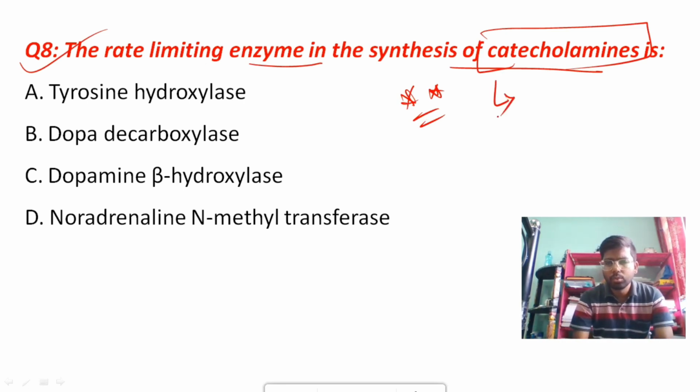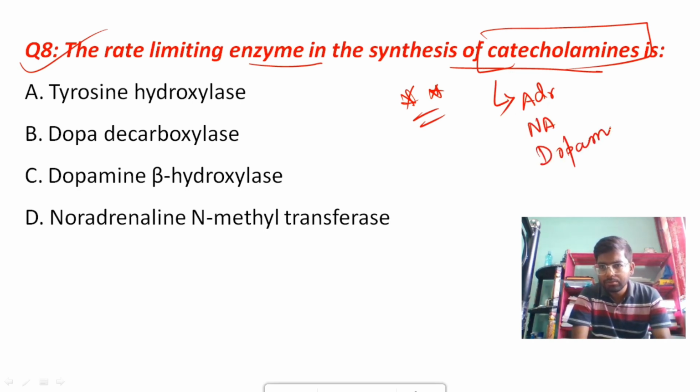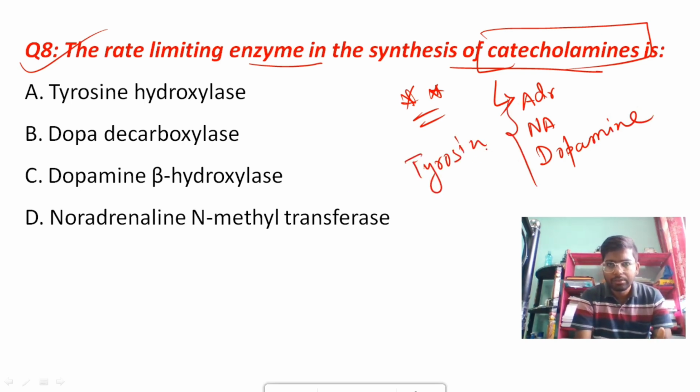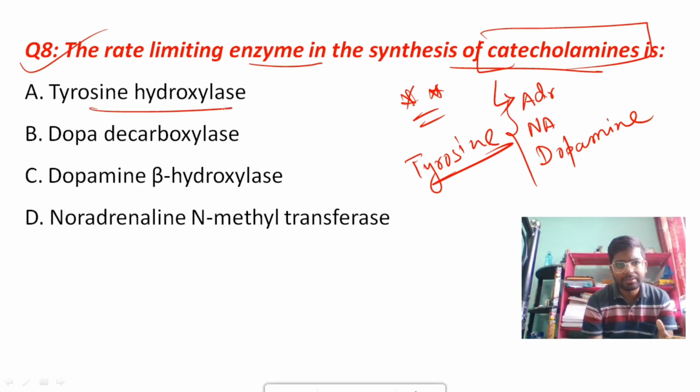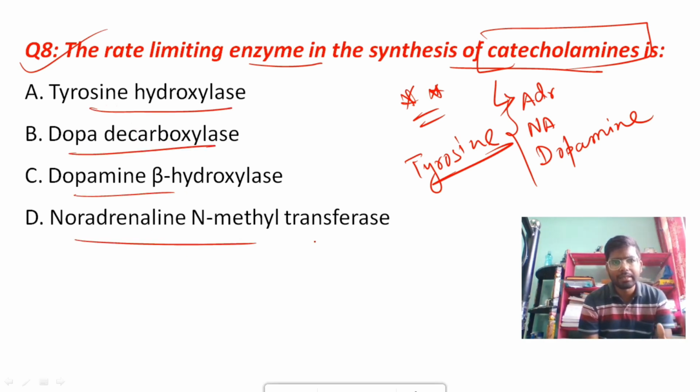Catecholamines means two types of catecholamines are there, exogenous and endogenous. In case of endogenous catecholamines, you can name adrenaline, noradrenaline, and dopamine. All of these three are synthesized from the amino acid tyrosine. And see, here options are tyrosine hydroxylase, dopa decarboxylase, dopamine beta hydroxylase, and noradrenaline N-methyl transferase. Your answer will be tyrosine hydroxylase.